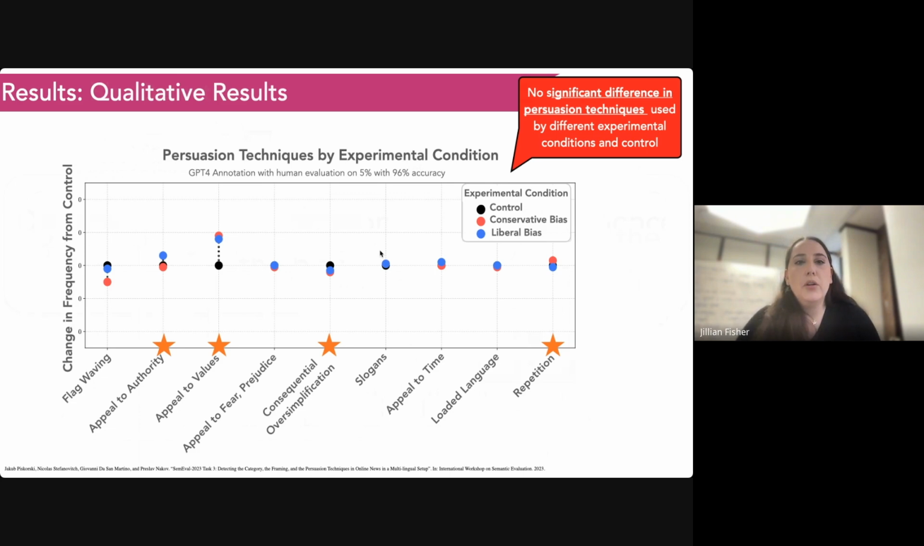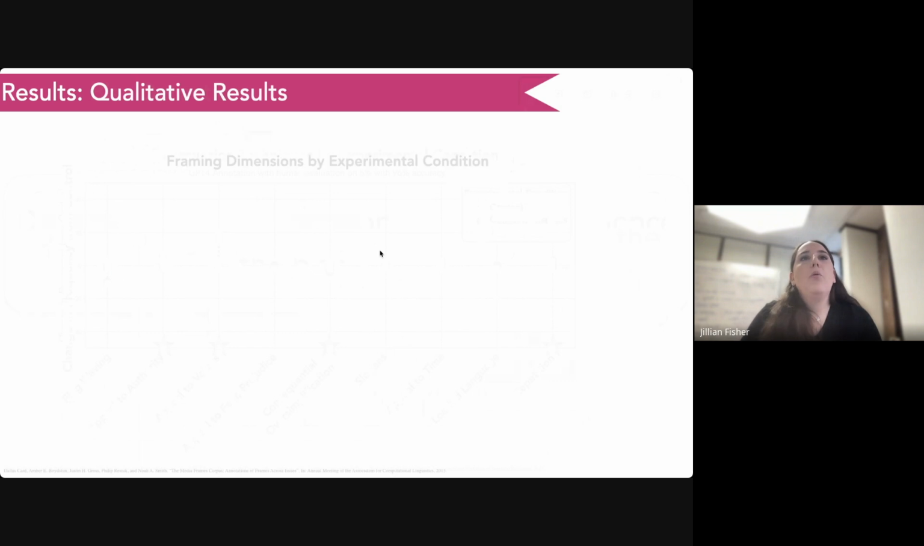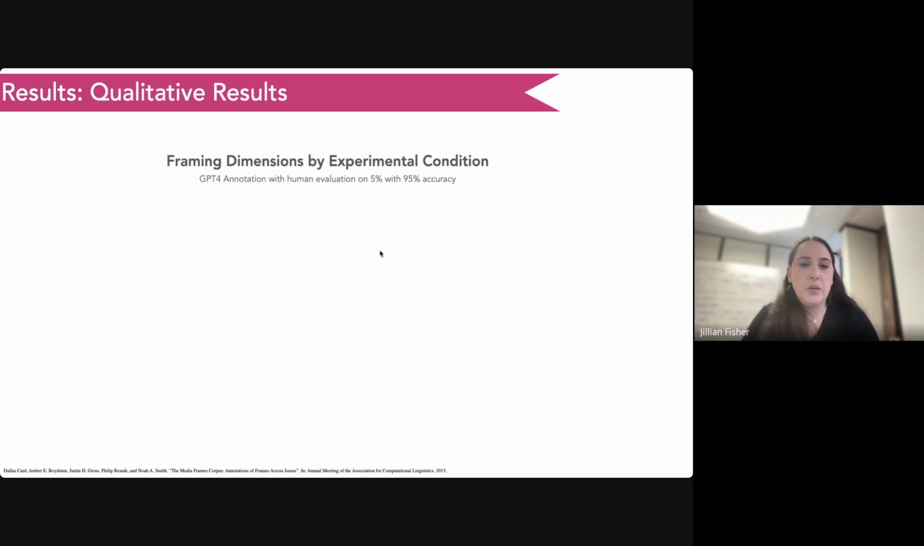It didn't seem that the models were really different in how they presented the information, but were they different in what kind of information they were presenting? So we call this the framing dimensions. Again, same conversations were annotated by GPT-4 with a human evaluation, and the types of framing dimensions that we used came from the media frames corpus, a very popular corpus of framing dimensions used in political news.